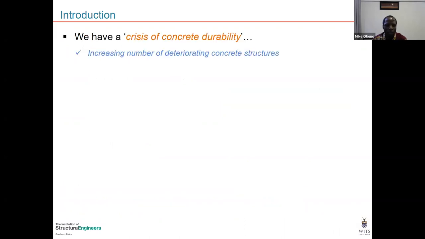I will not be so far off if I say that we really have a crisis in terms of concrete durability. A lot of our structures are deteriorating prematurely, and we need to invest a lot of our resources, in terms of human capital and also money, to keep the structures standing and functional. So this is a crisis, and we really need to address it. It has a number of consequences. I'll just try and mention a few.